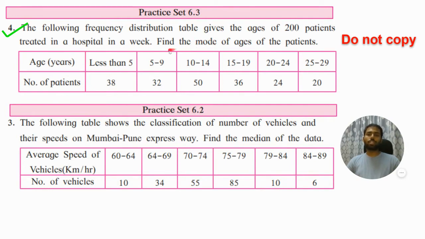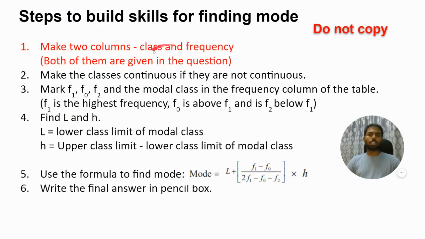Okay, so how is the data given? 38 patients had age less than 5. Okay, 5 से कम उम्र वाले 38 patients थे. 32 patients had age between 5 to 9 years. 50 patients had age between 10 to 14 years. 36 patients had age between 15 to 19 years. So that is what this table is telling us. Okay. So what is the first step? Make 2 columns, class and frequency, and both of them are given in the question, right?